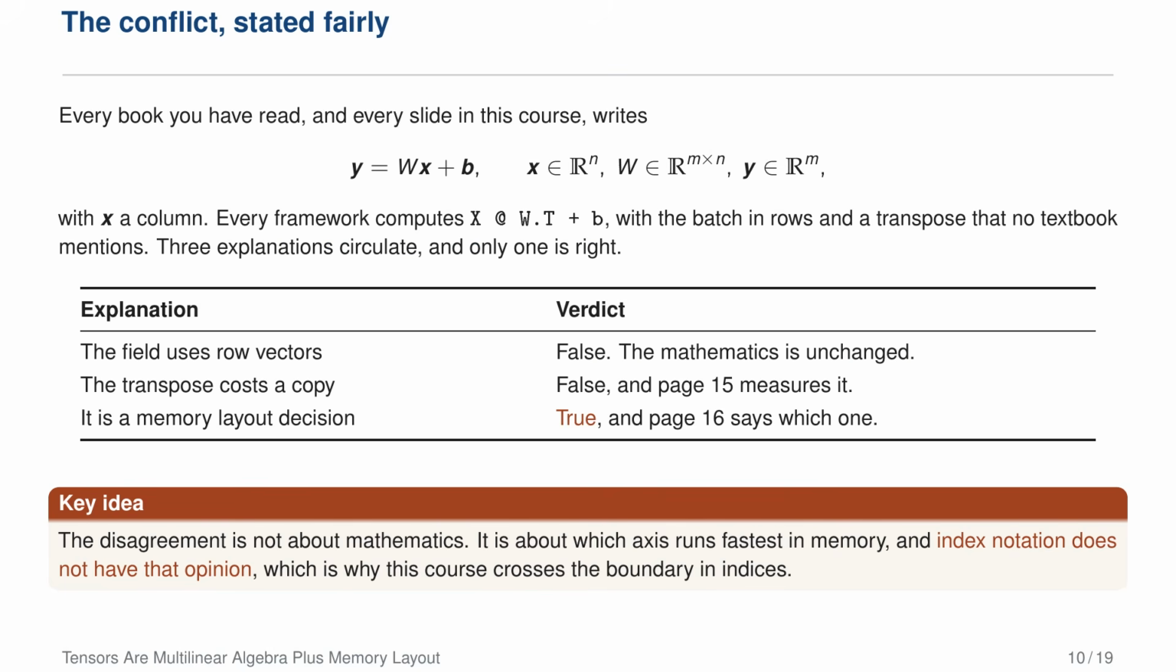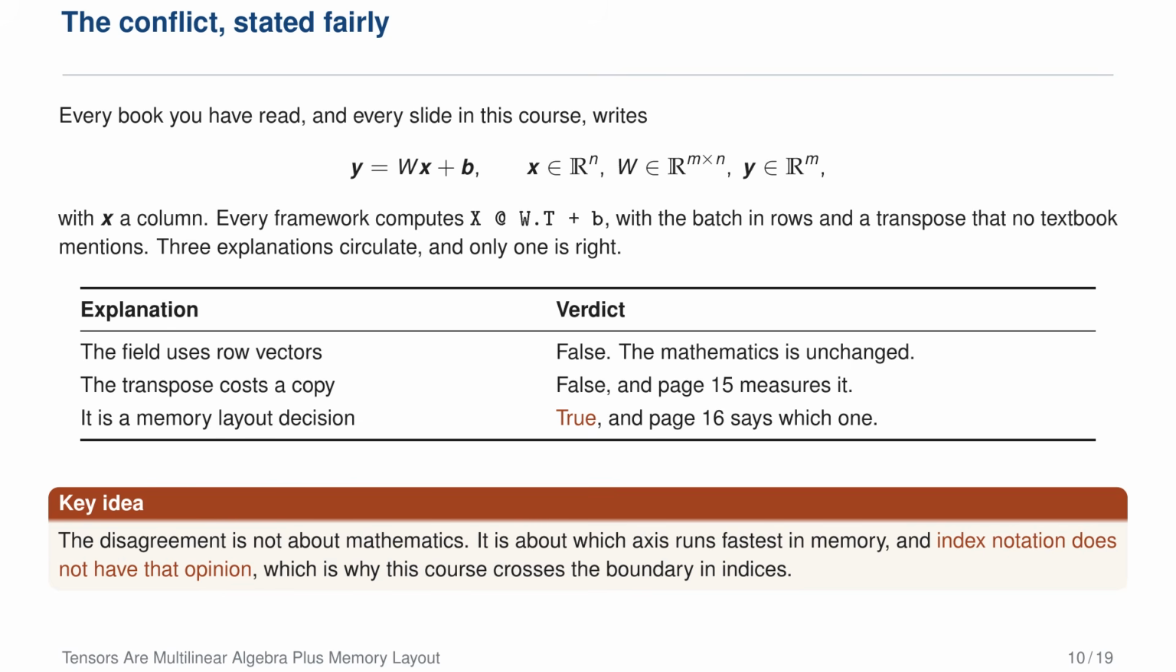Let me state the conflict fairly before resolving it. Every book you have read and every slide in this course writes y equals wx plus b with x a column vector. Every framework instead computes a batch matrix times a transposed weight, with the samples in rows and a transpose that no textbook ever mentions. Three explanations circulate for this, and only one of them is right.